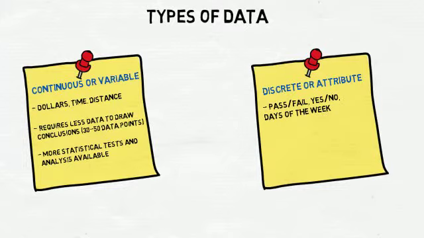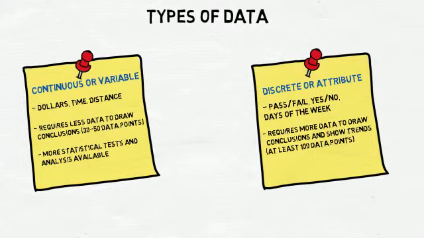If you have discrete data, you need many more data points to draw conclusions and show trends. At least 100 data points are required for discrete data collection, and sometimes 200 to 300 is even better. Discrete data also has a smaller pool of statistical tests and analysis that can be performed. When planning your project, it is important to have your Y metric be continuous rather than discrete, as you need less data and will have more analytical tools available to run.